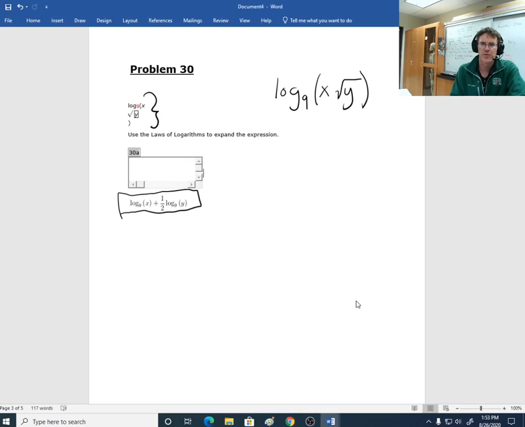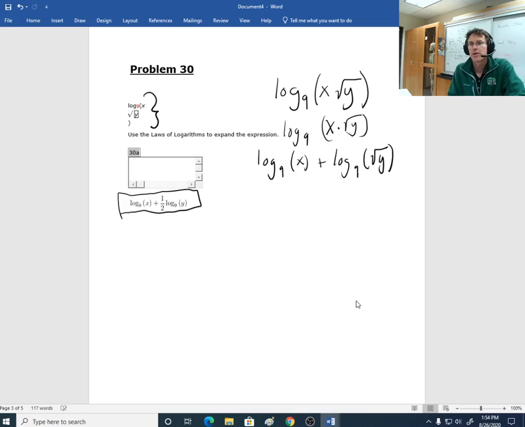So what are we going to do with it? Well, first off, you know that this is really x times the square root of y inside here, right? Our rule for multiplication inside a logarithm is you change it to addition. So it's log base 9 of x plus log base 9 of the square root of y, okay? So there we go. That's part of it. Well, it doesn't look like that yet, Mr. Undershot. I'm going to get there. We have a few more little manipulations to do.